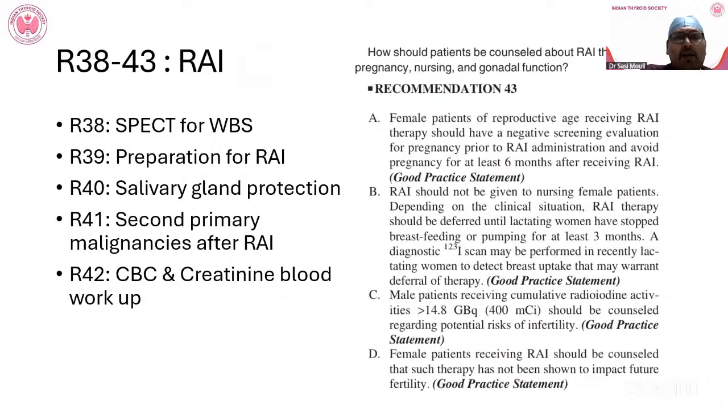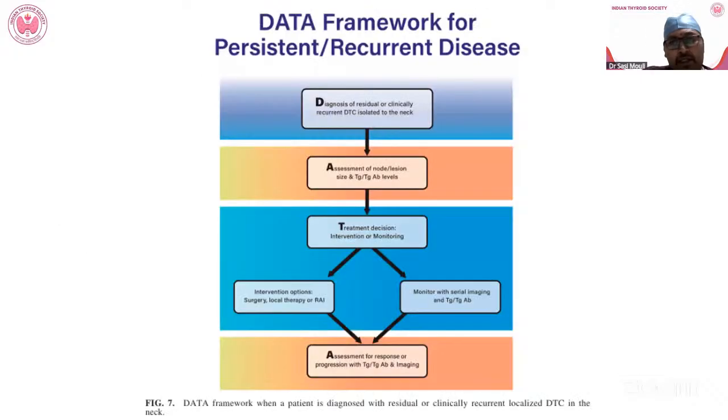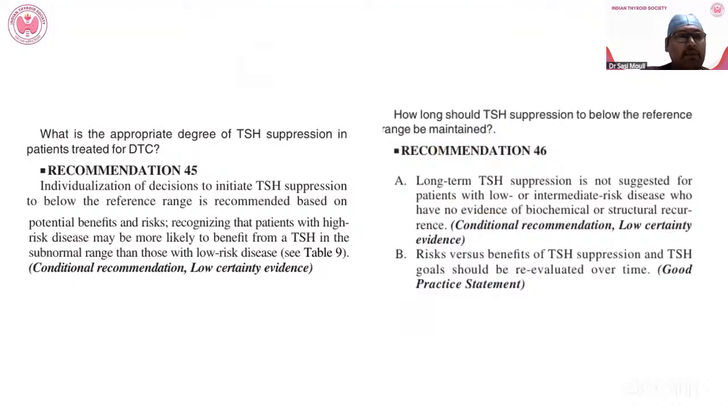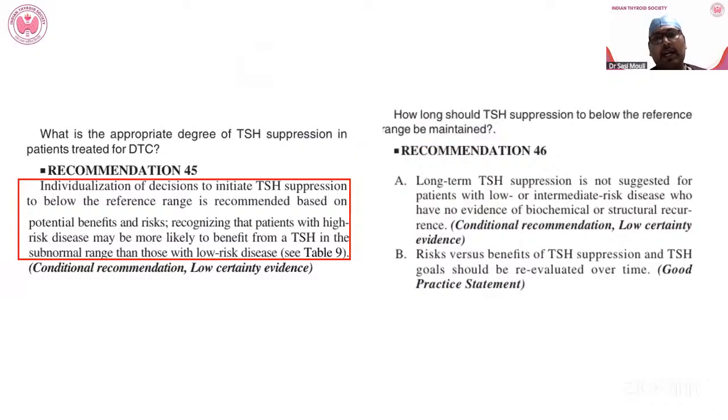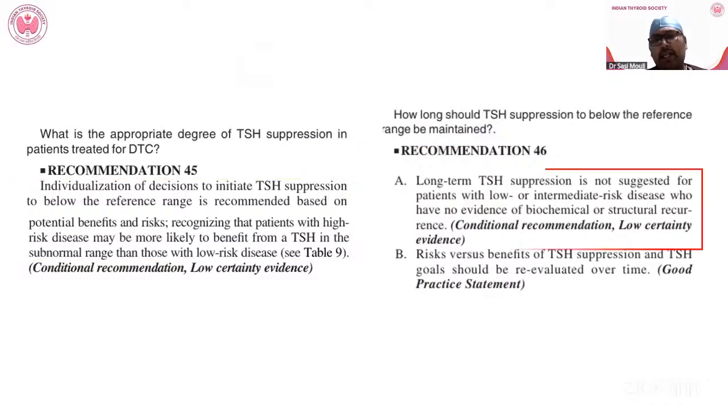Now, long term, once we know that when there is an excellent response, we don't intervene. Get the diagnosis, surgically amenable or local therapy or RAI, whichever is possible, then do the assessment again and then monitor these patients. So this is the TSH suppression, as I said, low risk and low to intermediate doesn't require any suppression, and only for the metastatic they require lower than normal value.